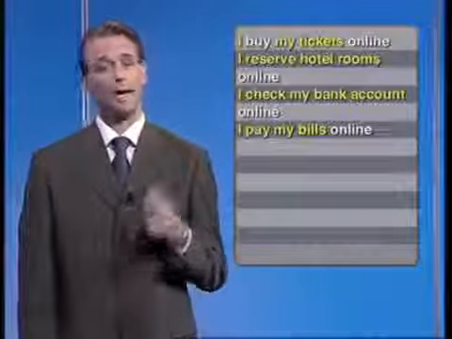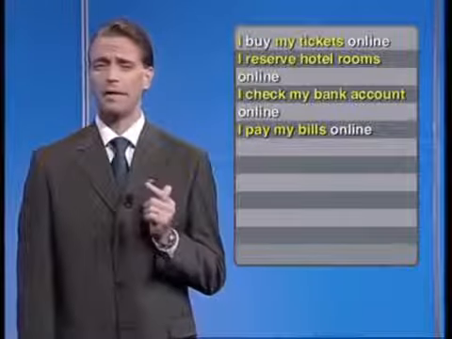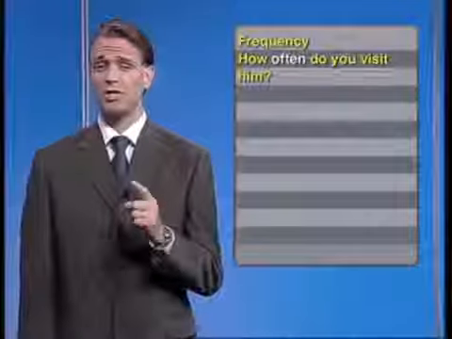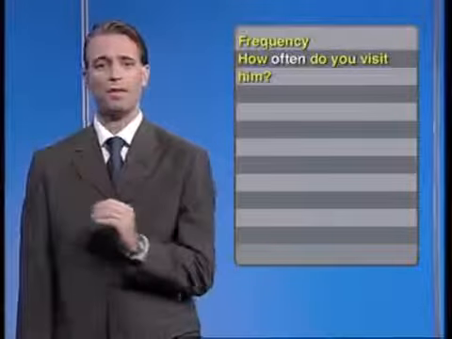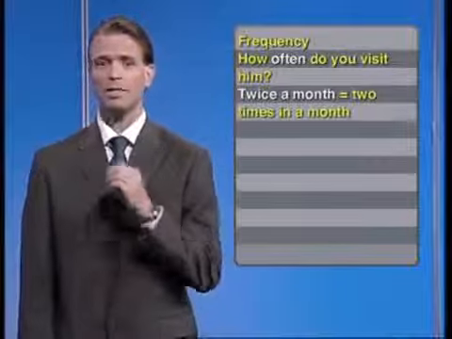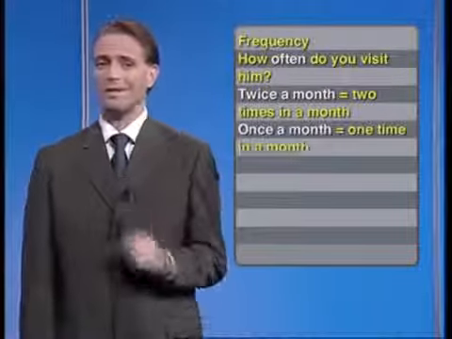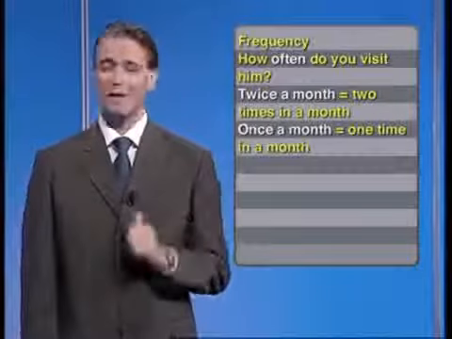Okay, just 2 more things before we say goodbye. The first is frequency. When we say how often we do something, I asked Marie, how often do you visit him? And she said twice a month. Twice a month means 2 times in a month. Once a month means 1 time in a month.